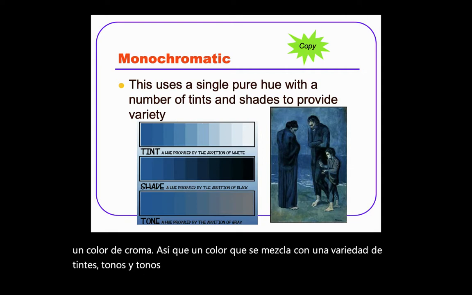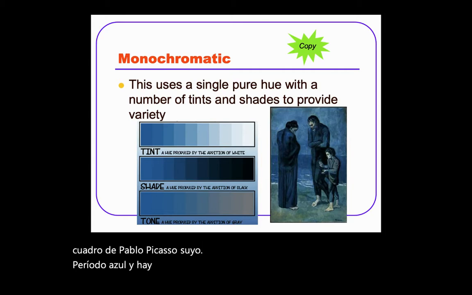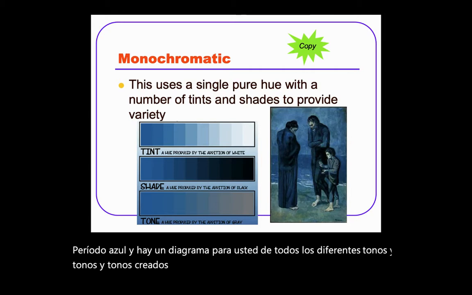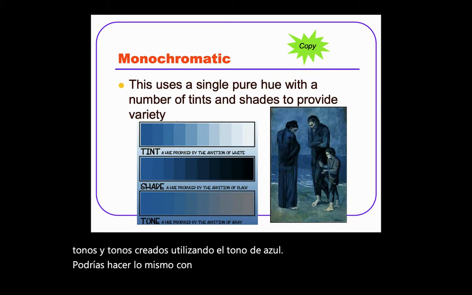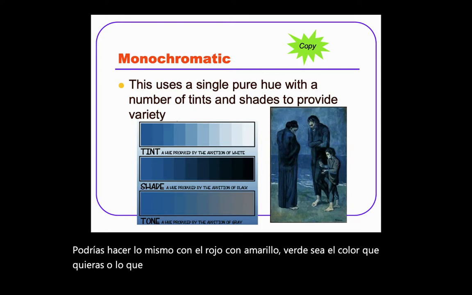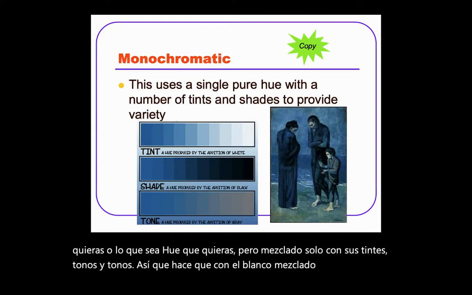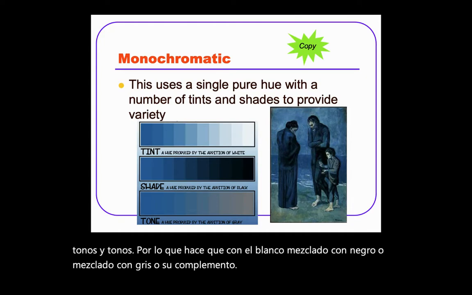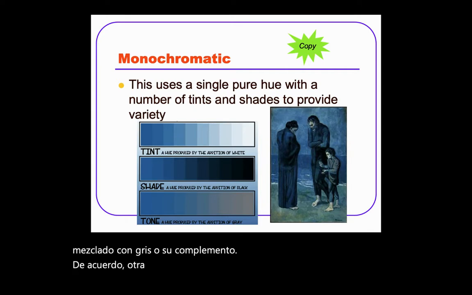So this is a painting by Pablo Picasso from his blue period. And there I have a diagram for you of all the different tints and shades and tones created using the hue of blue. You could do the same thing with red, with yellow, green, whatever color you want or whatever hue you want, but mixed only with its tints, shades, and tones. So mixed with white, mixed with black, or mixed with gray, or its complement. Okay? Again, pause if you need to copy this down.